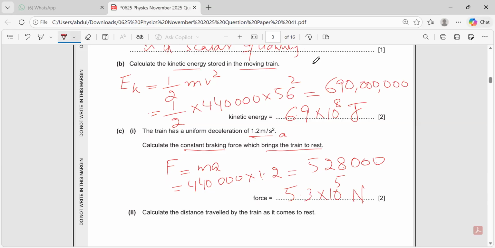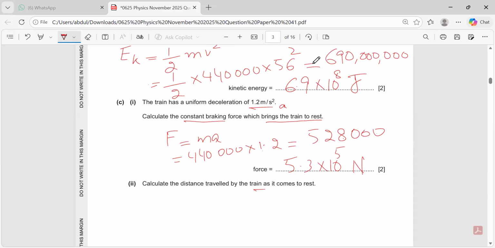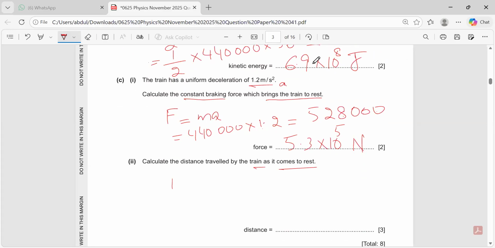Now calculate the distance traveled by the train as it comes to rest. Now, my dear friends, we know one thing, that work done is equal to energy transferred. This is a very common question. Mostly they are asking for the distance before the body comes to rest.